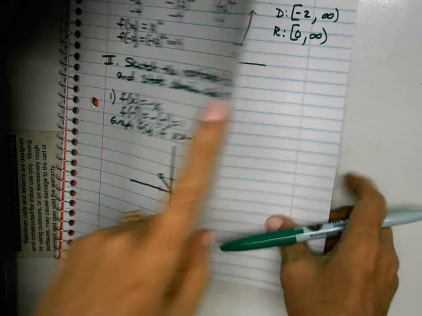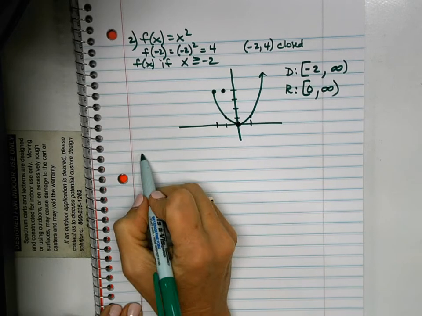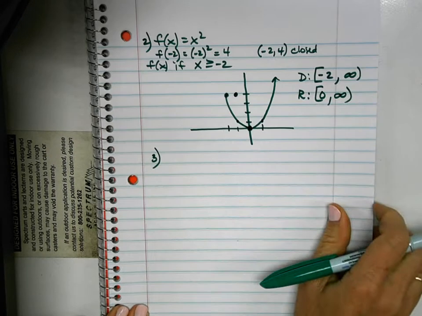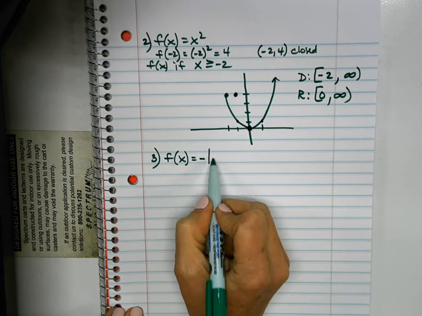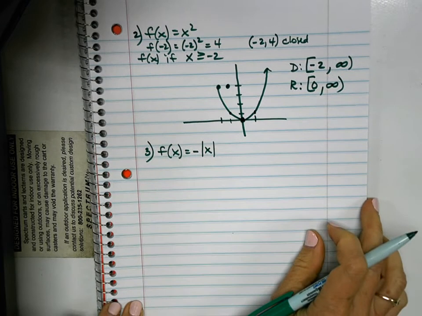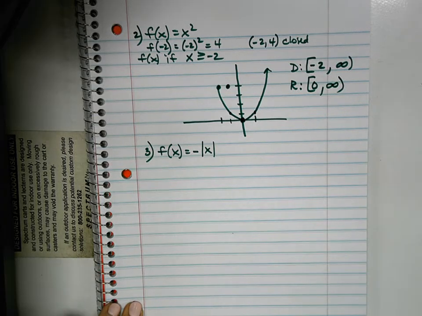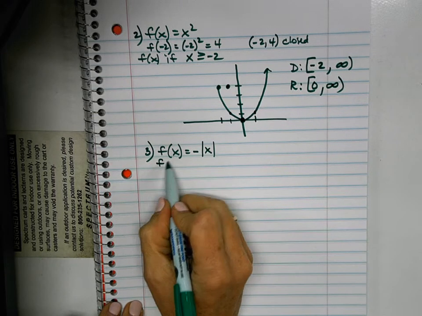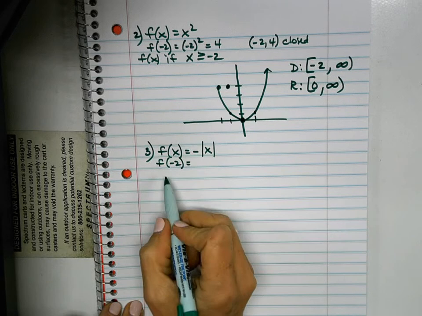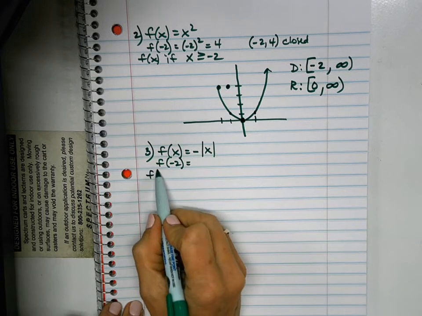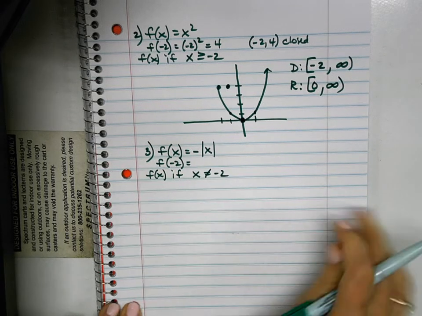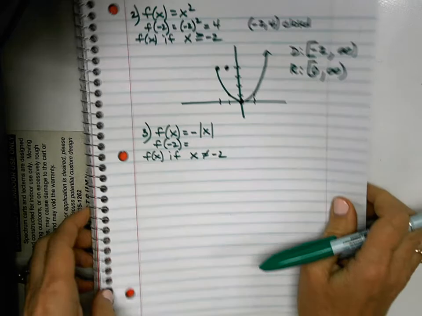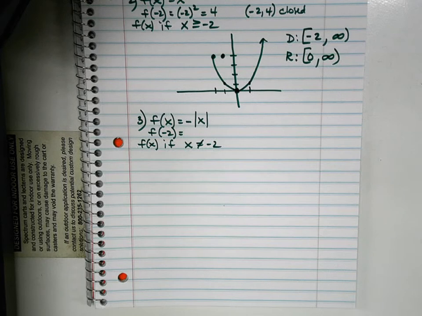All right, let's try number 3. For this one, I want you to graph f of x equals negative absolute value of x. I want you to find f of -2. And then for this, I want you to graph f of x if x does not equal -2. So not an inequality, I mean, not a less than or greater than, but just that it can't equal -2.